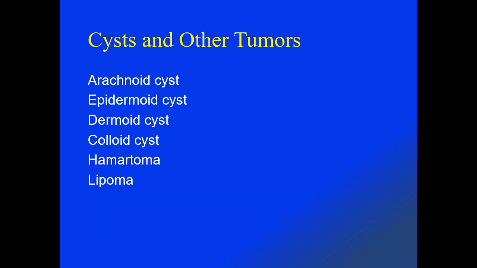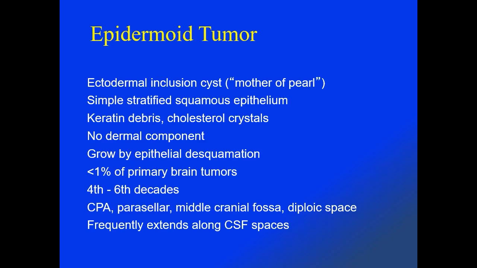The last category is cysts and other tumors, and it includes arachnoid cyst, epidermoid cyst, dermoid cyst, colloid cyst, hamartoma, and lipoma. Epidermoid tumor is an ectodermal inclusion cyst with simple stratified squamous epithelium with keratin debris and cholesterol crystals. It does not contain any dermal component.